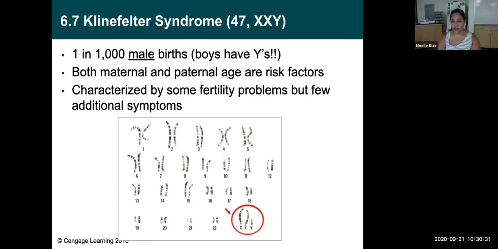Both maternal and paternal age are risk factors. And it's characterized by some fertility problems, but few additional symptoms. So to look at these people, you can't see anything different. They might have fertility problems when they grow up and try to have children of their own, but that's it.